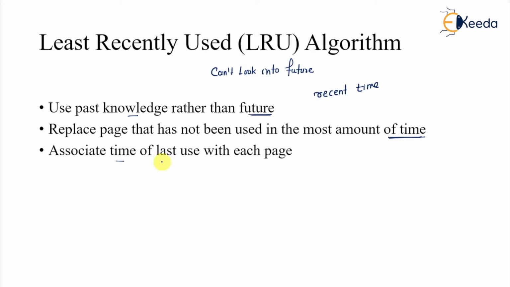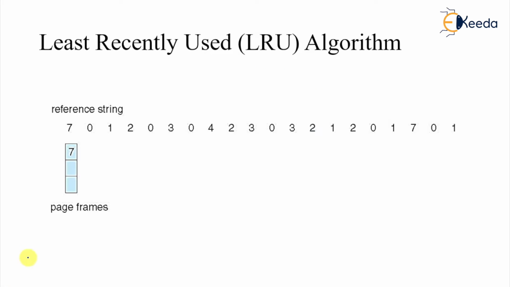Associate the time of the last use with each page; that is one of the implementations, called the counter implementation. So let's implement this. This is the reference string, the same one that generated 15 page faults with FIFO and 9 with optimal. And here we are using least recently used.